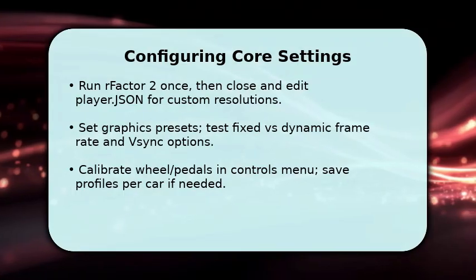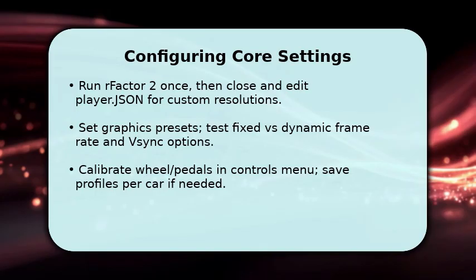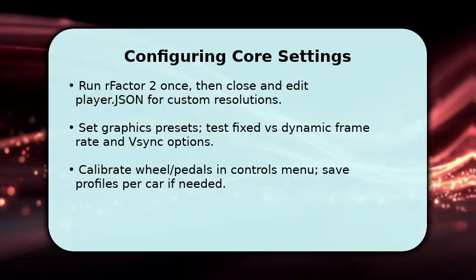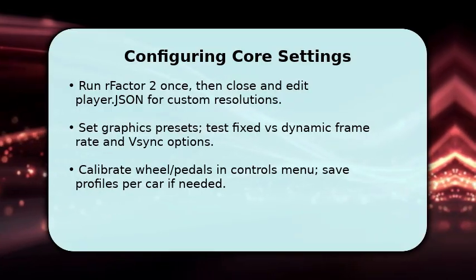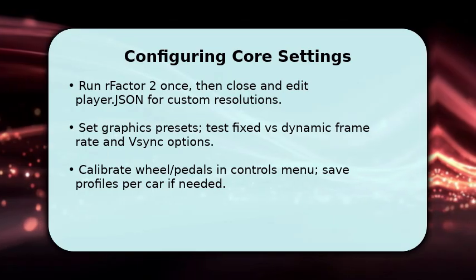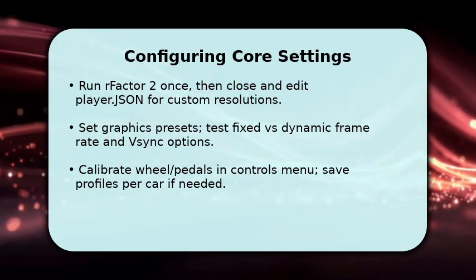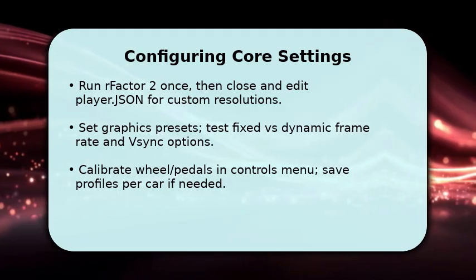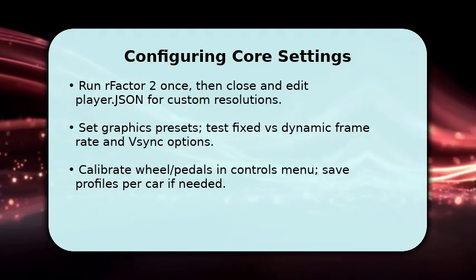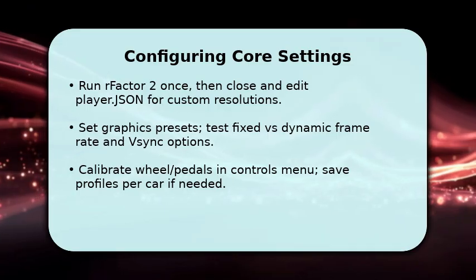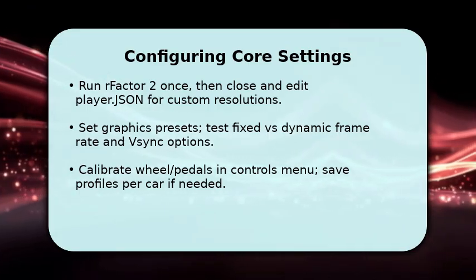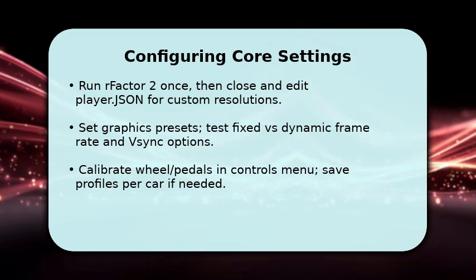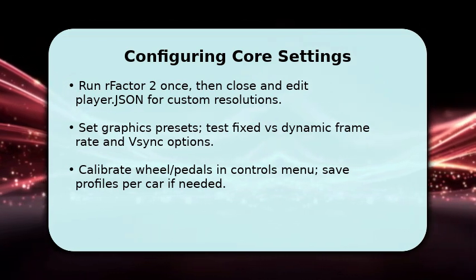You now configure core settings to match hardware. Open rFactor 2, let it generate player JSON, then close the game and edit resolution and display mode for exact values. Next, launch and use the graphics presets as a baseline. Test fixed frame rate when using motion rigs or VR, otherwise try unlocked for higher refresh. Once visuals are set, calibrate your wheel and pedals in the controls menu, save a profile. These steps reduce stuttering, ensure accurate steering input, and prevent control drift.